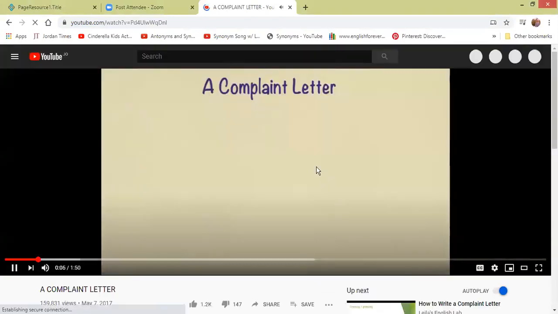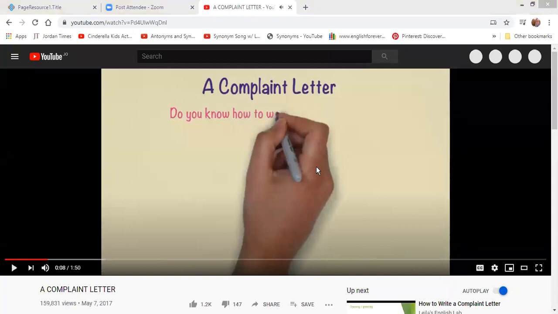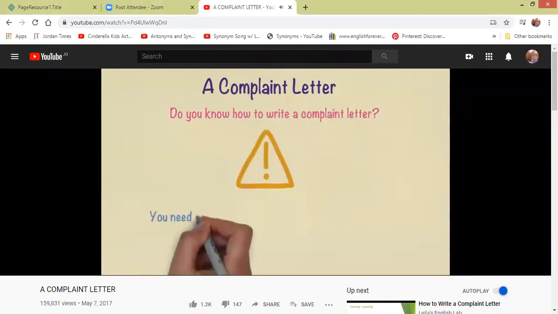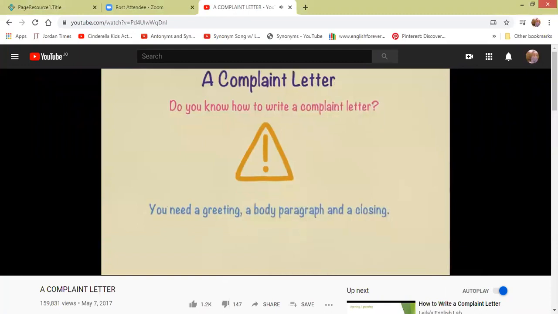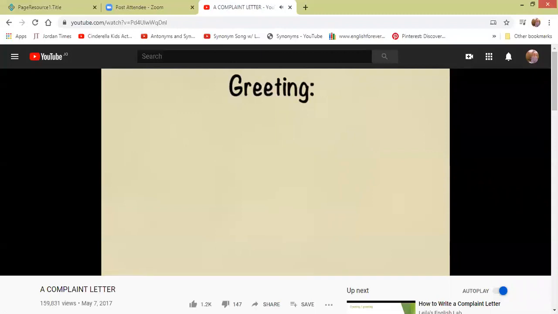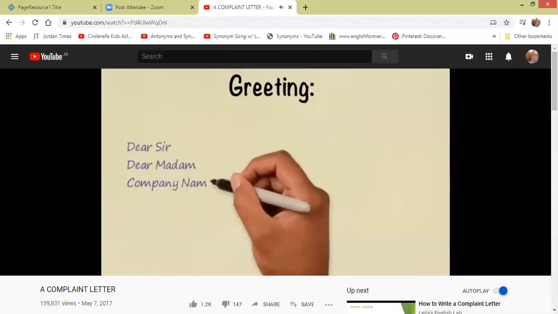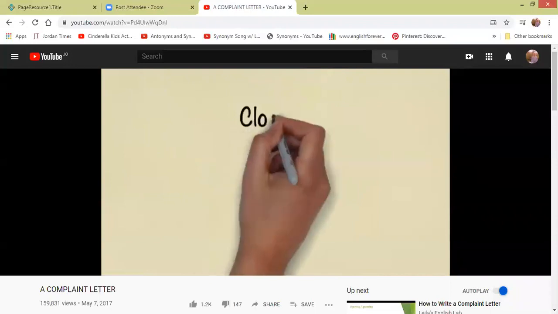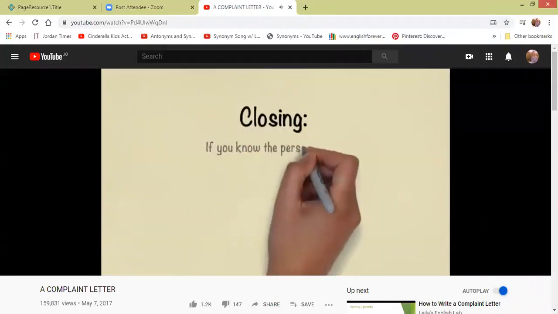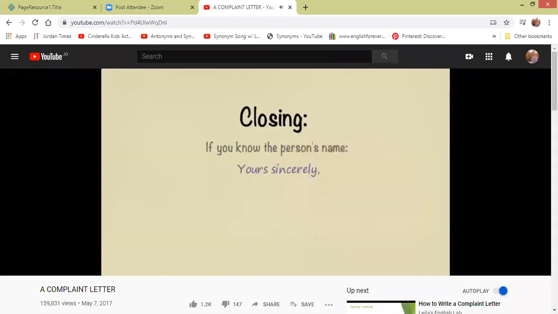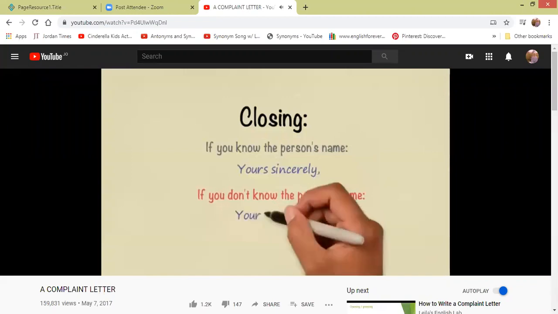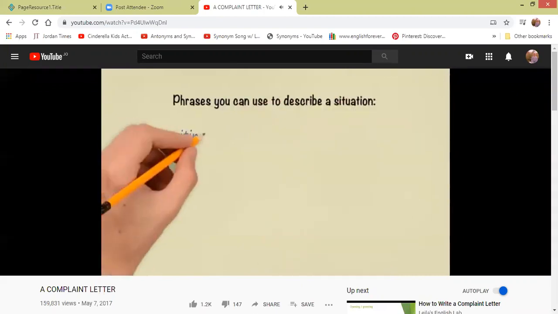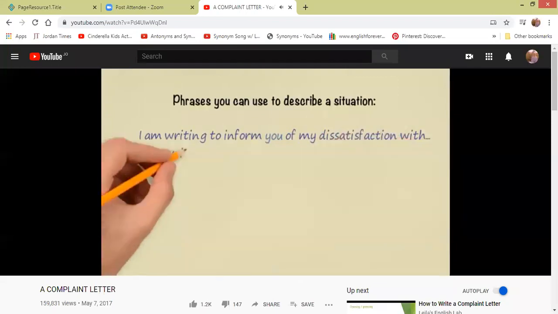Do you know how to write a complaint letter? Remember, you need a greeting, a body paragraph, and a closing. Here are some examples. Greeting: Dear Sir, Dear Madam, company name. Closing: if you know the person's name, Yours sincerely. If you don't know the person's name, Yours faithfully. Phrases you can use to describe a situation: I am writing to inform you of my dissatisfaction with. I am writing to inquire about.